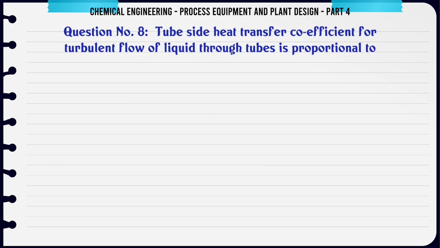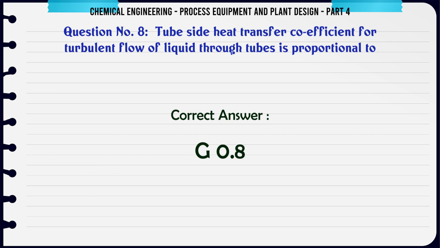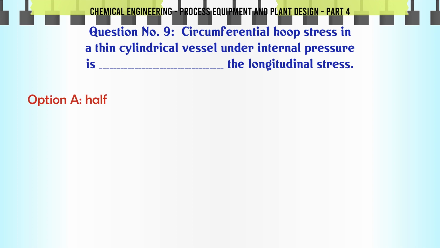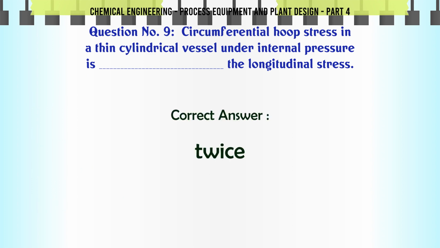Tube side heat transfer coefficient for turbulent flow of liquid through tubes is proportional to: A) G^0.2, B) G^0.5, C) G^0.8, D) G^1.5. The correct answer is G^0.8. Circumferential hoop stress in a thin cylindrical vessel under internal pressure is the longitudinal stress: A) half, B) equal to, C) twice, D) 8 times. The correct answer is twice.